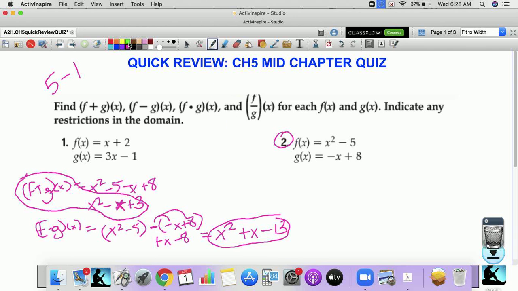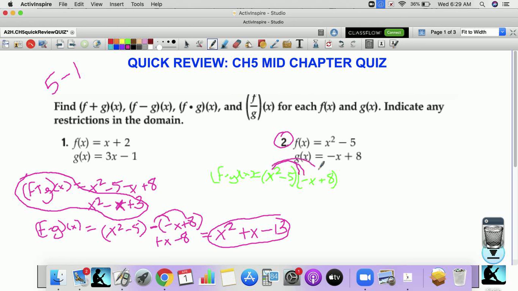Next, I'm going to do multiplication. Multiplying, the order doesn't really matter. So to do f times g of x, I'm going to write my f first, x squared minus 5, and I'm going to multiply it by negative x plus 8. And when we multiply polynomials, we need to remember to be doing double distribution or triple distribution or however you want to think about it.